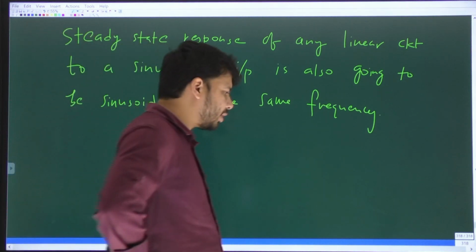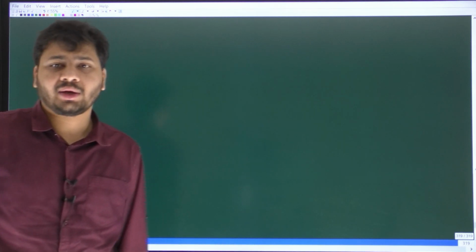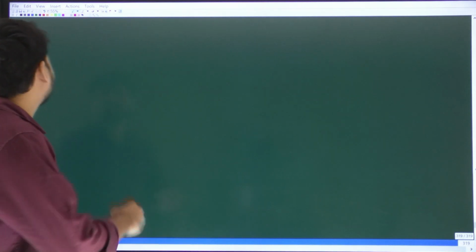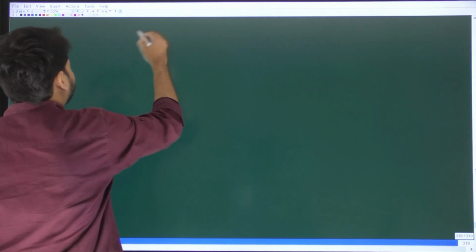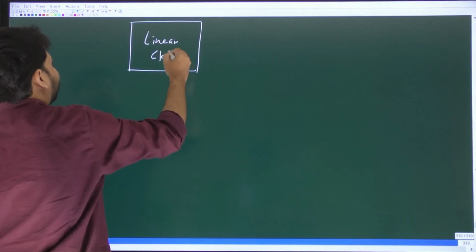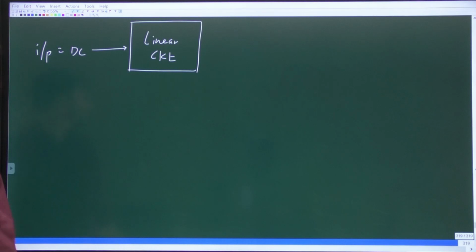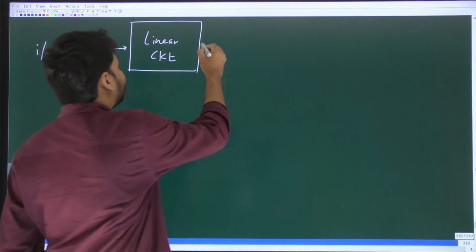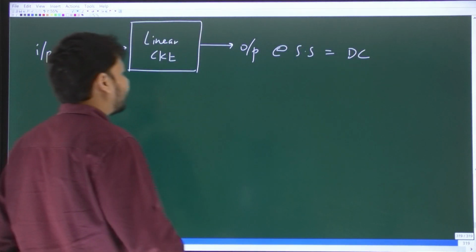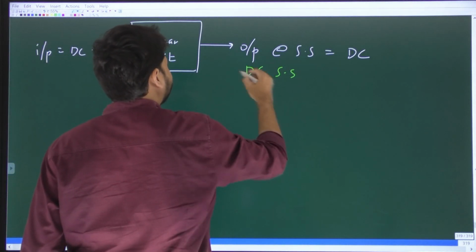Okay. Anyway, so now that we know that at steady state, by the way, if the circuit is driven by DC sources, even though it's a trivial point, you should know this. Let's say we have a linear circuit for which input is DC. Then the output at steady state is also DC. And this circuit reaches DC steady state.